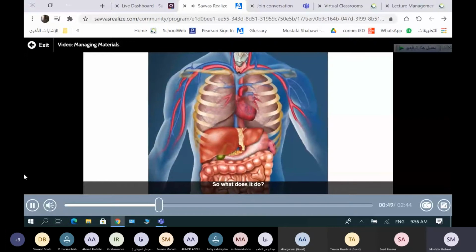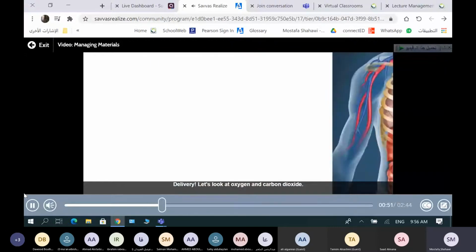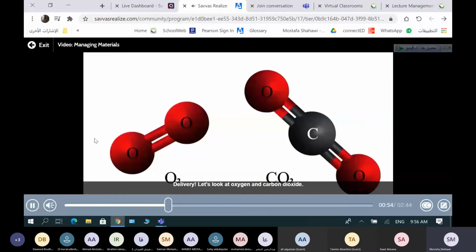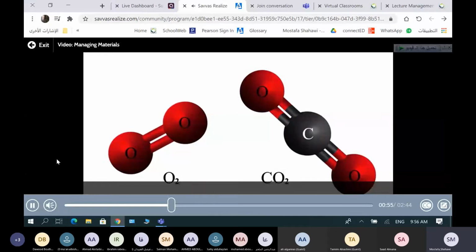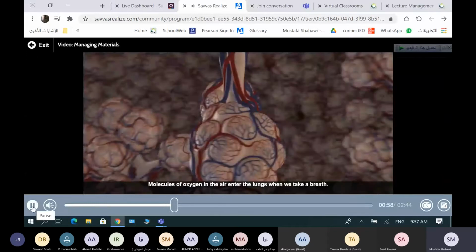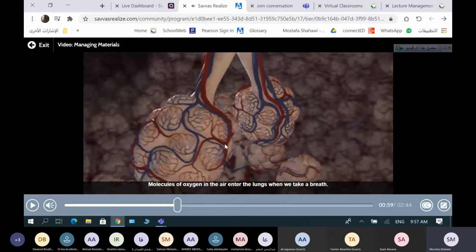Delivery. Let's look at oxygen and carbon dioxide. Molecules of oxygen in the air enter the lungs when we take a breath. So what's this structure? Anybody know the name of this structure, guys? This is in the lungs. The air enters here. And these are blood vessels. Alveoli. Yes, alveoli.